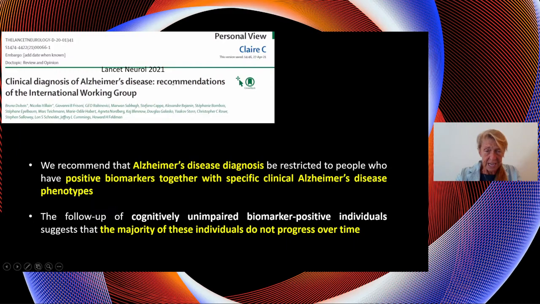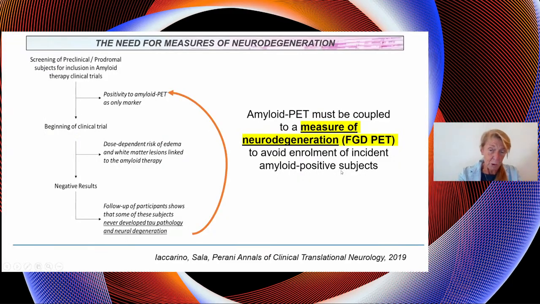This paper published in The Lancet is an opinion paper that recommended, for example, that Alzheimer's disease diagnosis be restricted to people who have positive biomarkers together with specific clinical Alzheimer's disease phenotypes. If you don't have a clinical phenotype, it's better not to make a diagnosis of Alzheimer's disease. The follow-up of cognitively unimpaired biomarker-positive individuals suggests that the majority of these individuals do not progress over time. And this is a very important point.